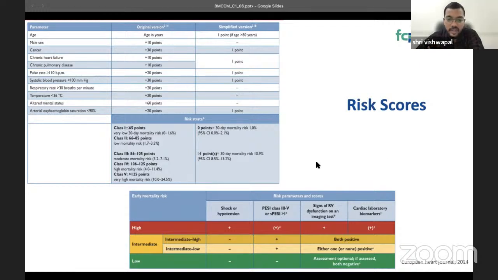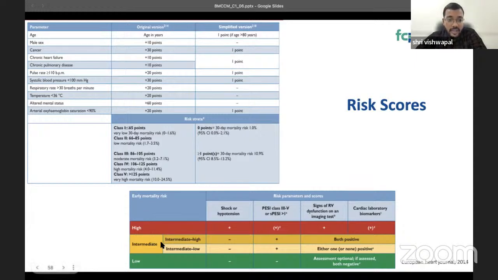With the PESI score, if the patient is in shock or hypotension, with a PESI class of 3 to 5, and signs of RV dysfunction with cardiac laboratory biomarkers positive, the patient is considered a high risk patient. So we'll either move for thrombolysis. If thrombolysis is contraindicated, we'll go for embolectomy. If embolectomy cannot be done, we will go for percutaneous catheter treatment.